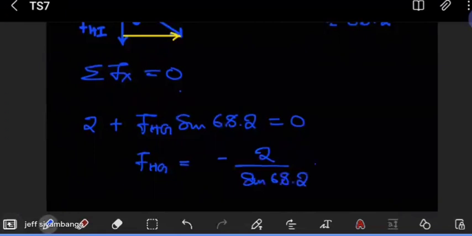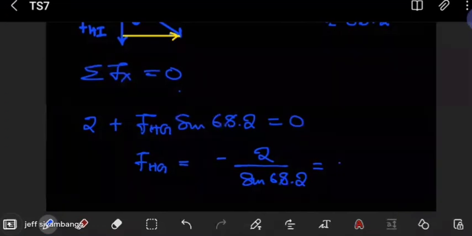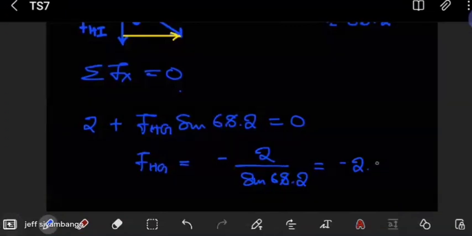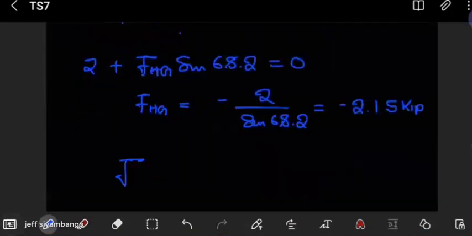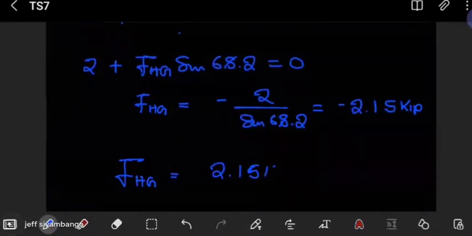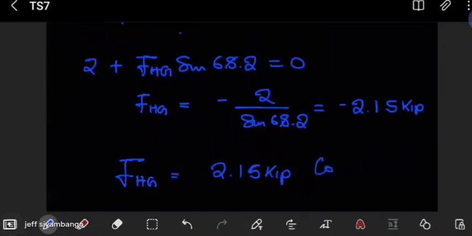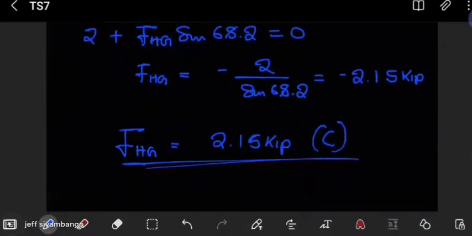What will be the answer here? -2.15. So what is our conclusion? Okay, so this is what we get there.